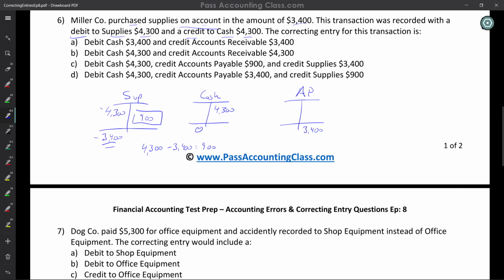For cash, we need it to be 0. We have a credit amount of $4,300, and so we need to debit cash for $4,300 in order to get it to a 0 balance. So that's $4,300. And for accounts payable, we need a $3,400 balance, and we have no transactions, so we just need to add $3,400 as a credit. So the journal entry here is going to be D. We're going to debit cash $4,300. We're going to credit accounts payable $3,400, and we're going to credit our supplies $900.